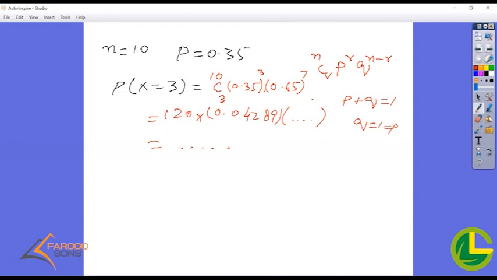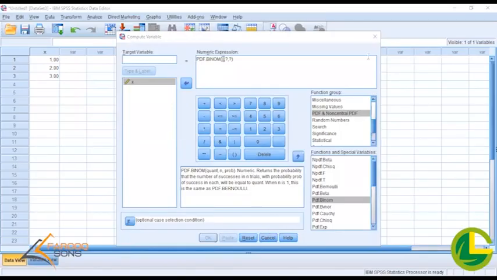Again, I can solve this question on SPSS. Now I'm going to solve the question on SPSS. Let's see. I'm using SPSS. You will see the question here. So you know that P is 0.35, N is 10, and we have to find these values. Come on SPSS. Now I'm going to SPSS. Now SPSS, I'm going to start.